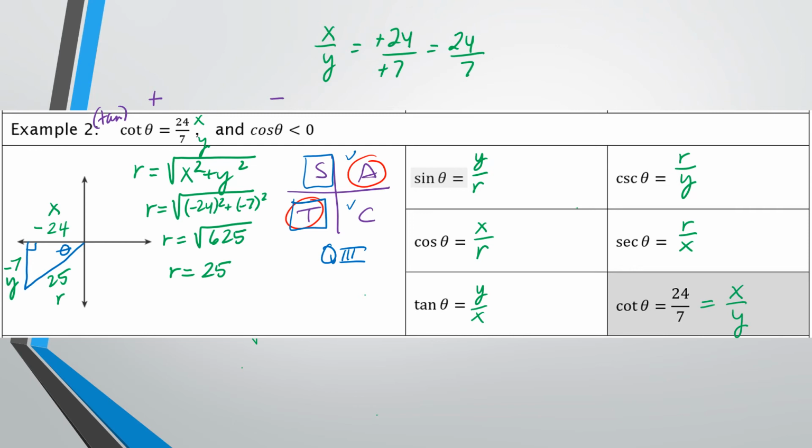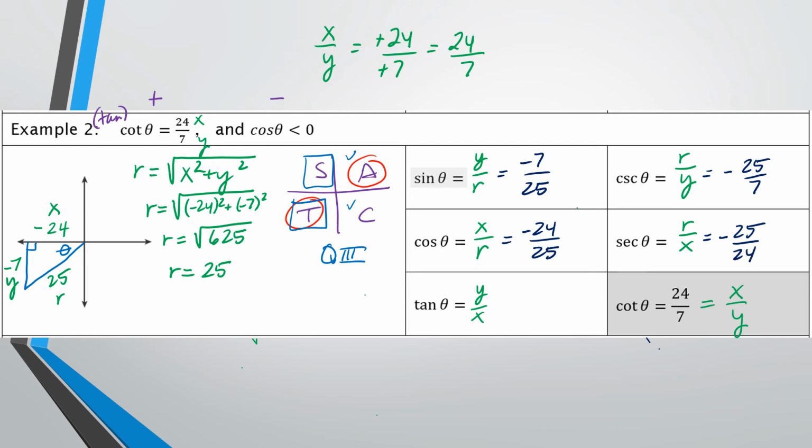All right, so sine is y over r. So that would be negative 7 over 25. I don't have anything to reduce or simplify, so that's it. Now if I take that and I flip it, I'm going to put the negative sign out in front, and then I'll have 25 over 7. Cosine would be x over r, so that would be negative 24 over 25. Secant would be the reciprocal of that, so negative out in front, and then 25 over 24.